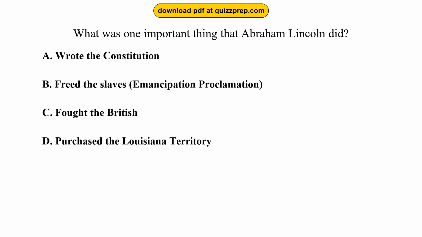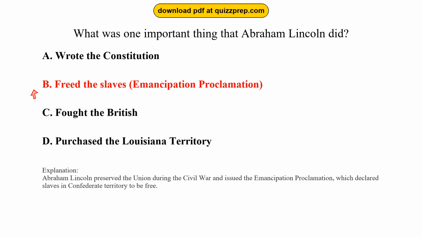Option B, freed the slaves, Emancipation Proclamation. Option C, fought the British. Option D, purchased the Louisiana Territory. The correct answer is option B, freed the slaves, Emancipation Proclamation. Abraham Lincoln preserved the Union during the Civil War and issued the Emancipation Proclamation, which declared slaves in Confederate territory to be free. Question 27.